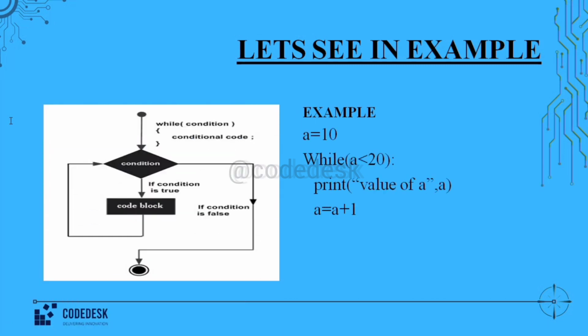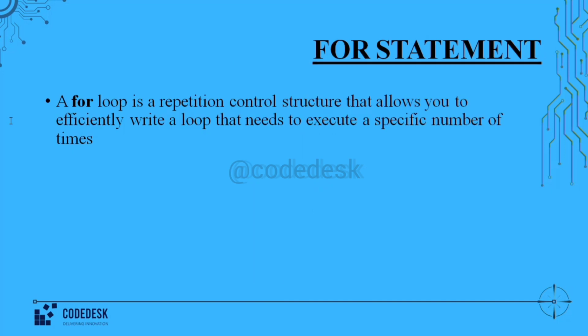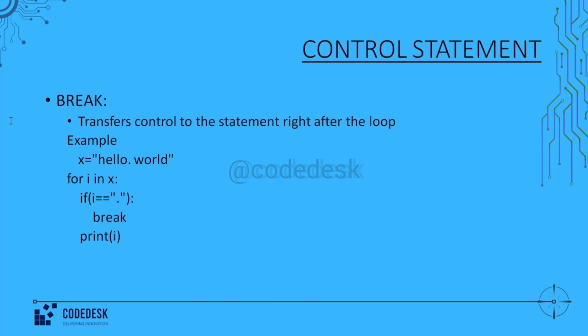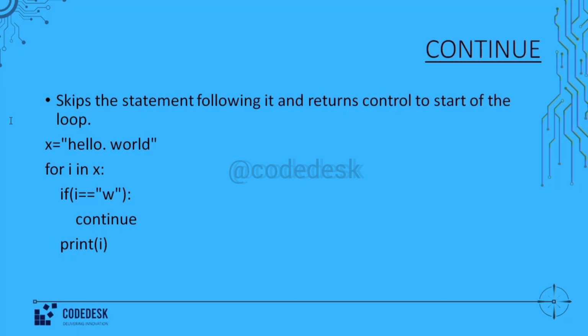The while statement repeatedly performs the block until a specific condition is met. Next is the for statement. Using the for statement, you can iterate over each and everything present in a list or string. Next is break: if you need to transfer control, that is, terminate the program, you can use the break control statement. Continue: if you need to skip some particular statement, then you can go for continue.